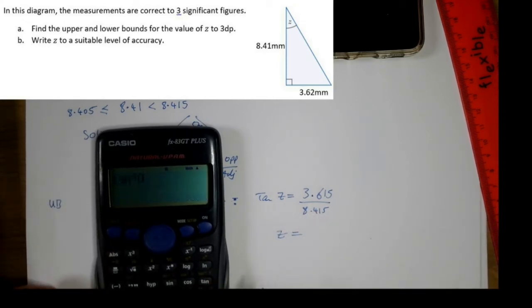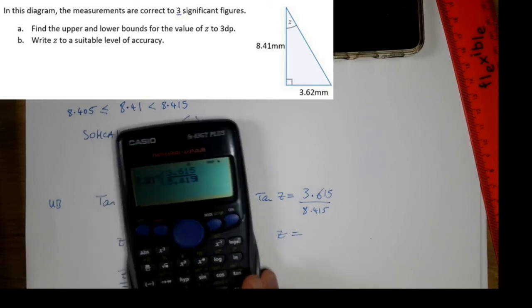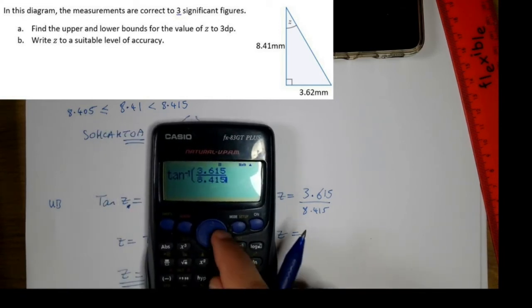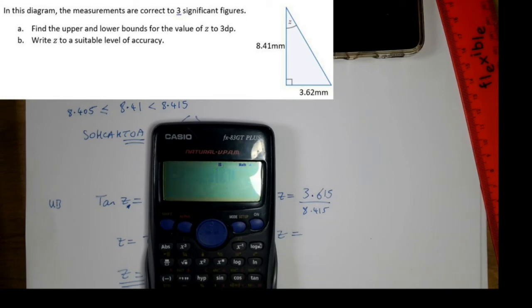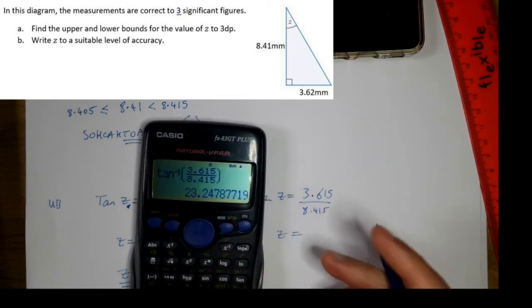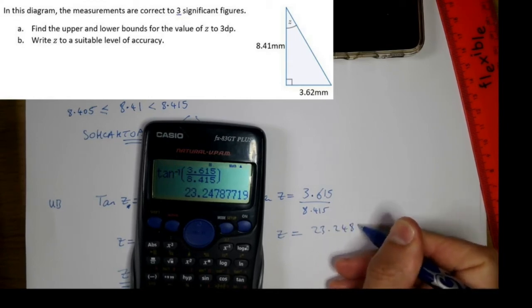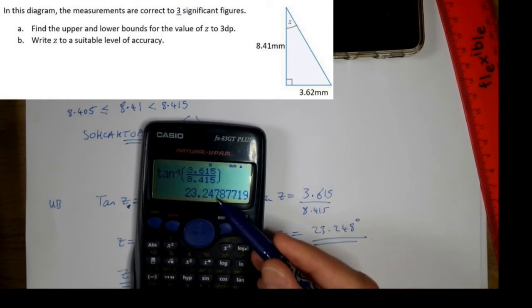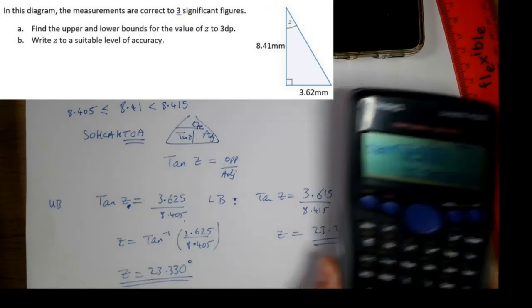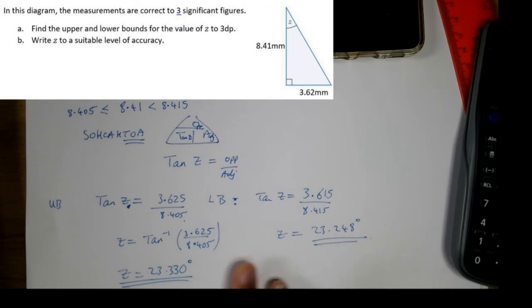I'm going to move the calculator over here to do the other calculation. So Shift Tan, fraction, 3.615 divided by 8.415. There it is. Press right and then close the bracket. Press equals. I get 23.248 to 3 decimal places. Think about that rounded to 3 decimal places. You're going to cut it off after that 7, but that's more than 5, so the 7 needs to go up to 8. And that was supposed to be the lower bound, and that's supposed to be the upper bound, and that is a lower number than that.